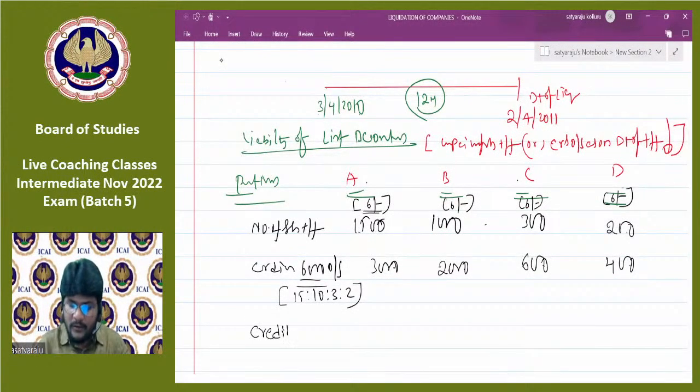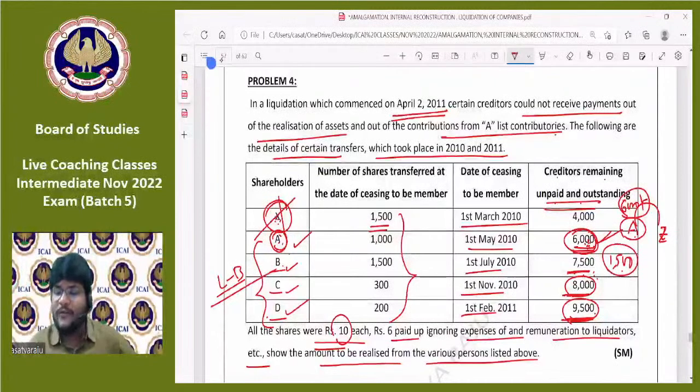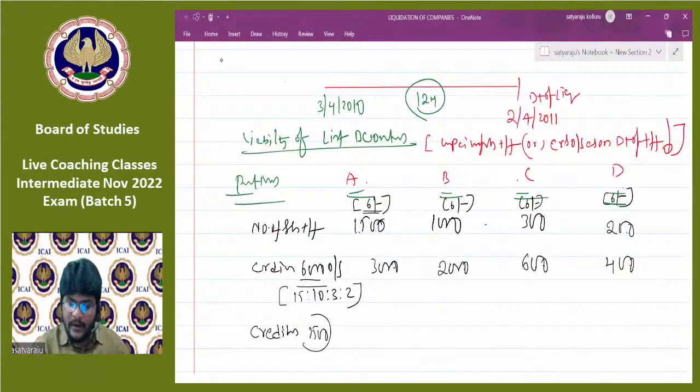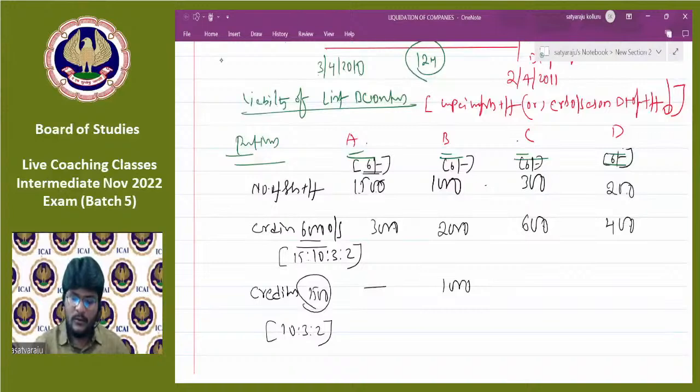Next, creditors, what we should take into consideration is the excess, because 6,000 we already covered now. The excess from 6,000 to 7,500, incremental amount, how much? 1,500. On this 1,500, who are all responsible? A is not at all responsible because this 1,500 occurred after A made the transfer to the outside party. That's why only B, C, D are responsible, in the ratio of 10:3:2. Now, here it is 1,000. Here it is 300. Here it is 200.